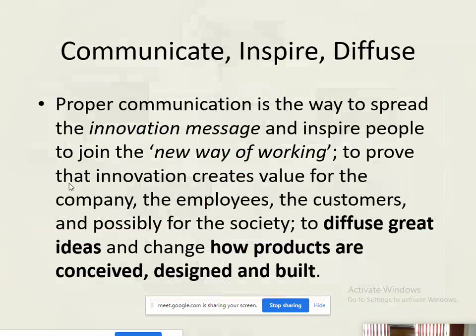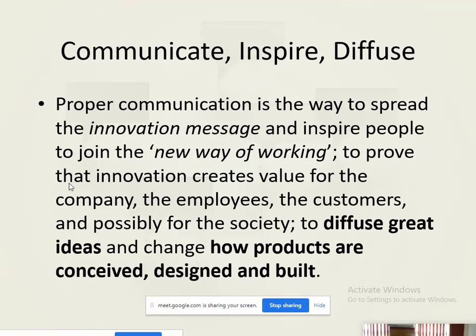And next is communicate, inspire, and then diffuse. That means proper communication is the way to spread the innovation message and inspire people to join the new way of working. Suppose I have one company, and with the help of this I spread some positive messages towards you all, it means in that way you might get some inspiration from my company or from my thoughts.